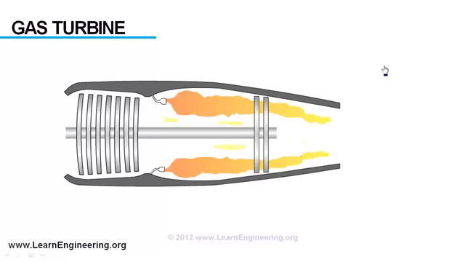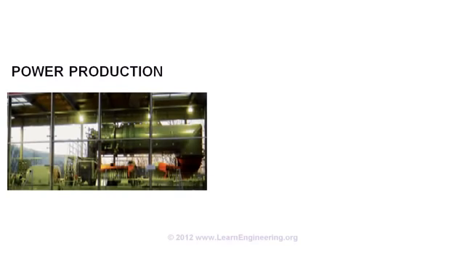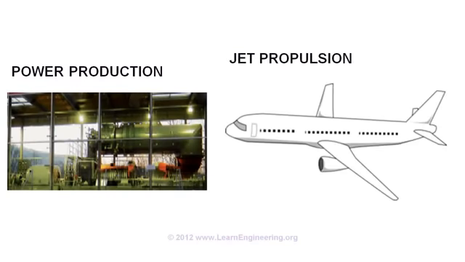In today's video lecture, we will understand the working principles behind a gas turbine engine. Gas turbines are used mainly for two purposes. First, for power production. Second, for generating thrust force in an aircraft. Even though the functions are different, the working principle behind each case is the same.